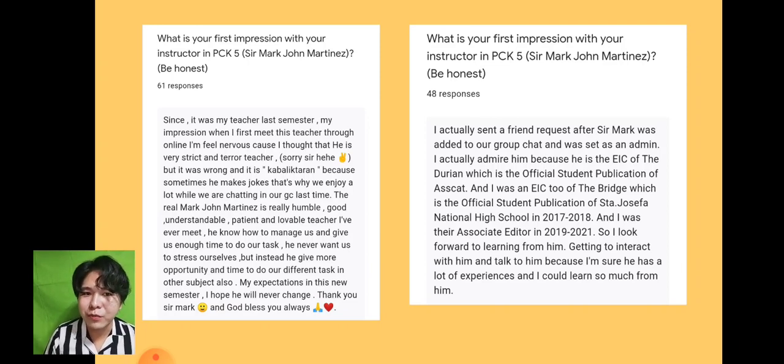The real Mark John Martinez is a really humble, good, understanding, patient and lovable teacher, the best I've ever met. He knows how to manage us and gives us enough time to do our tasks. He never wants us to stress ourselves, but instead he gives more opportunity and time to do our different tasks in other subjects also. My expectation in this semester, I hope it will never change. Thank you, Sir Mark. God bless you always.